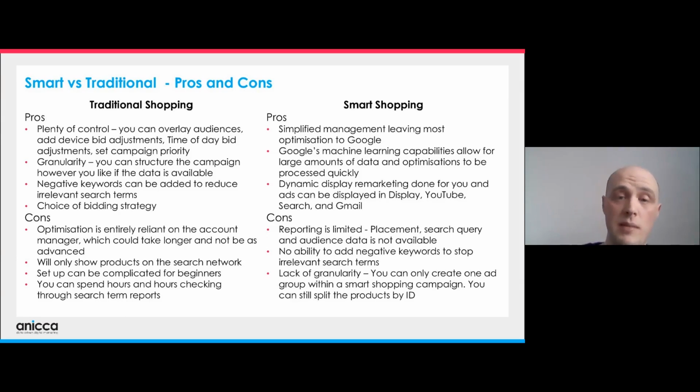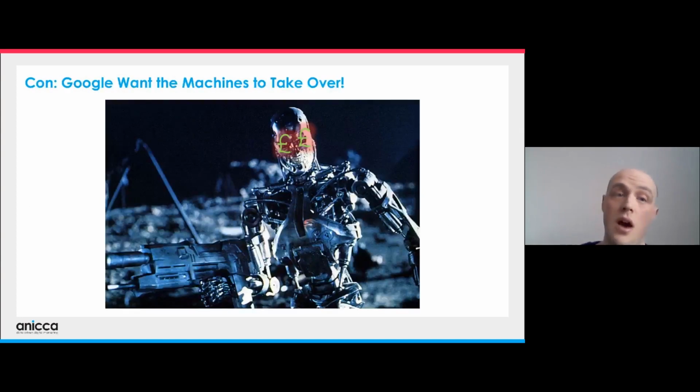The cons: the reporting is limited. Pretty much no data is available. You can't see search terms, you can't see your placements, you can't see pretty much anything. No negative keywords, and there's a lack of granularity, as you can only create one ad group. Another con is that it's all Google, and they want the machines to take over, and you're pretty much printing money for them because you don't know what's going on.